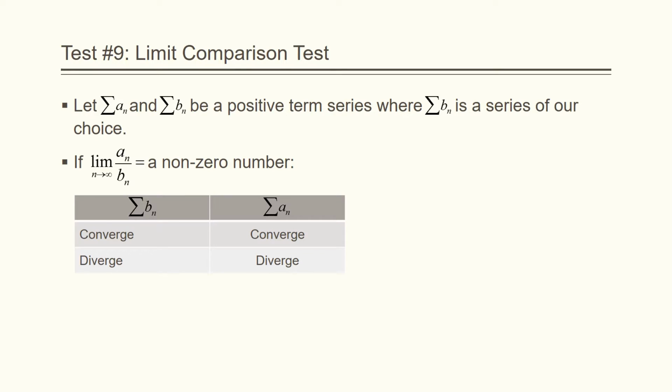Limit comparison test. If the limit as n goes to infinity of an over bn, with bn that we can choose, is equal to a non-zero number, and bn converges, then an converges. If bn diverges, then an diverges.